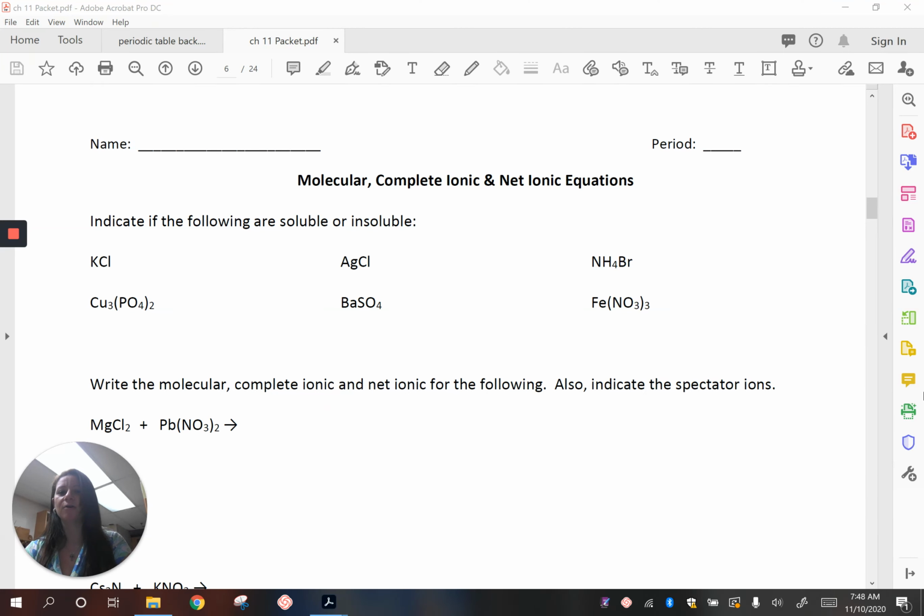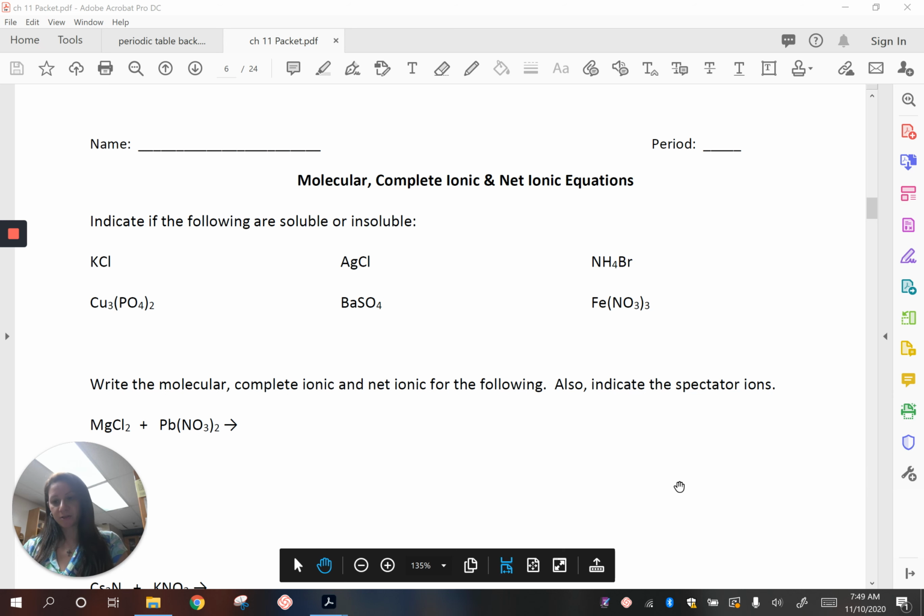Today we're going to talk about solubility of ionic substances and then also double replacement reactions. So we're going to start with solubility of ionic substances. If you have a salt, an ionic substance, it could either be soluble or insoluble. And we have solubility rules.